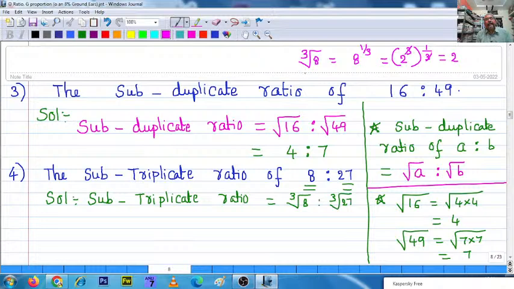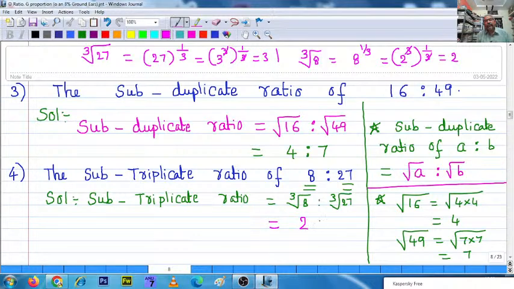In a similar manner, the cube root of 27. How could you find the cube root of 27? Yes, you can try yourself also. This is 27 to the power of 1 by 3. 27 is 3 cube. 3 cube whole to the power of 1 by 3. 3 gets cancelled, 3. So cube root of 8 is 2, cube root of 27 is 3. Answer is 2:3. I hope it's very clear to you.